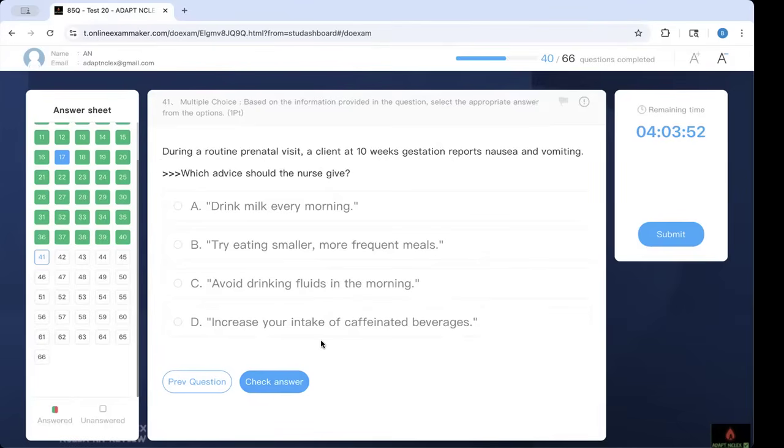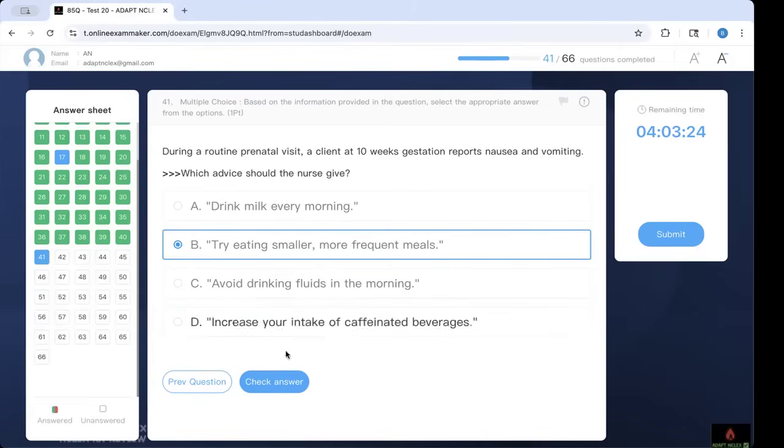During a routine prenatal visit, a client at 10 weeks gestation reports nausea and vomiting. Which advice should the nurse give? What would you give? Drink milk every morning. Try eating small frequent meals. Avoid drinking fluid in the morning. Increase your intake of caffeinated beverages. This is what? Hyperemesis gravidarum, but not vomiting. We are not in the second stage yet, but this is the beginning. So what do you teach the patient? Small frequent meals are much better.